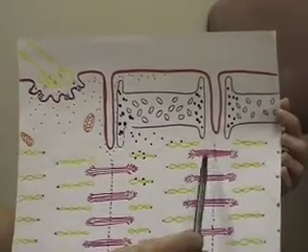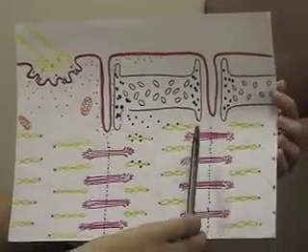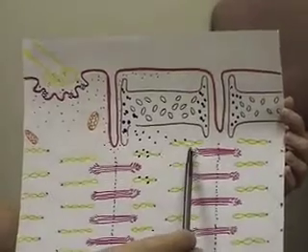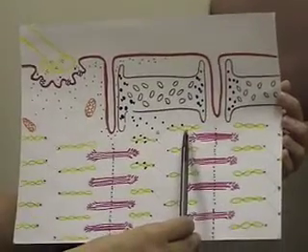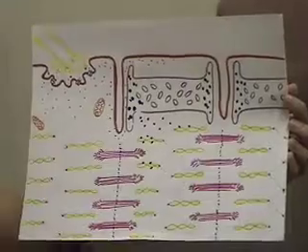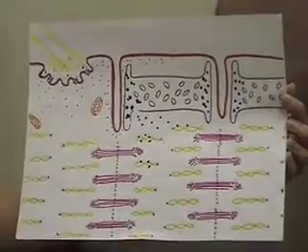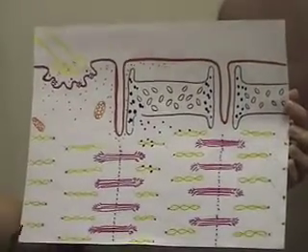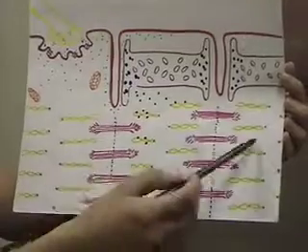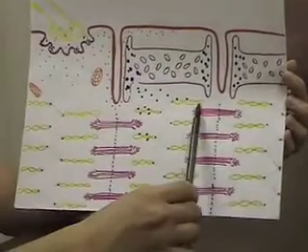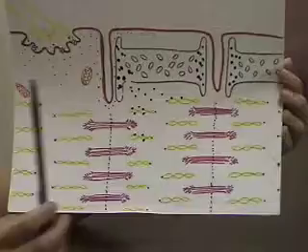And then the thick filaments right here will also move. The myosin heads will attach to the active sites, and once they contract, it'll all contract and cause the muscle fiber to contract. And these are the different muscle fibers, the thin filaments and the thick filaments.